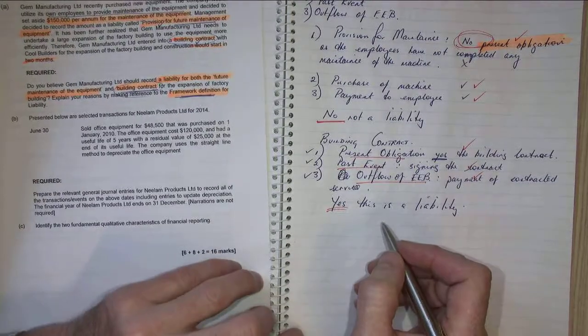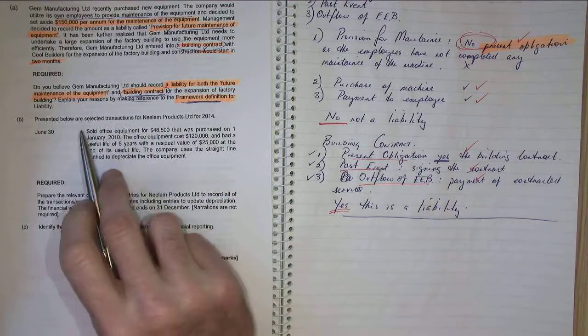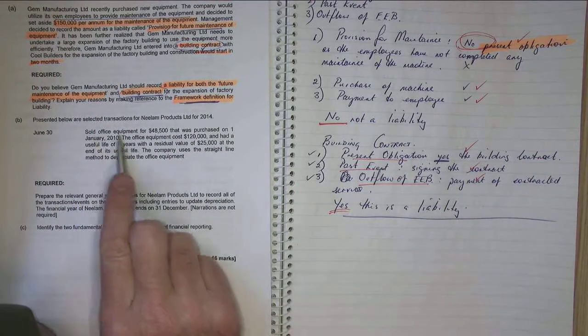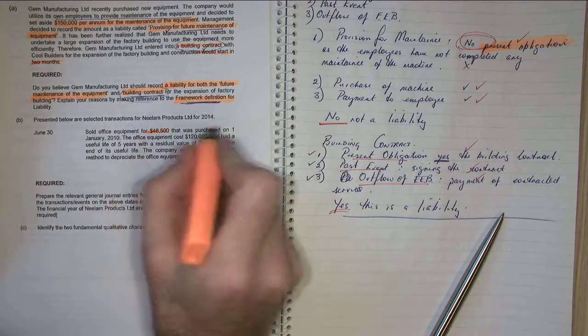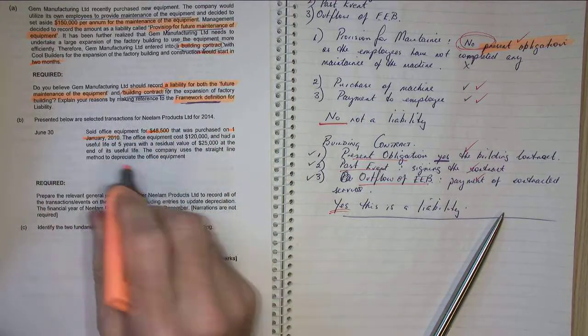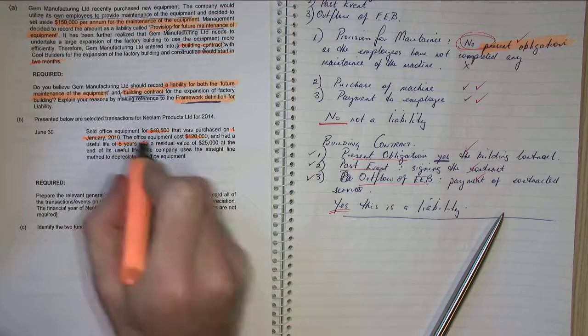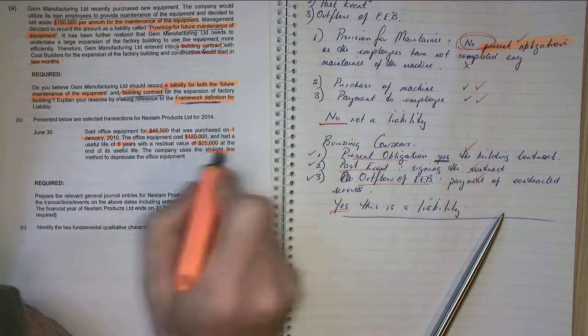Okay, now we're going to look at B. Presented below is a selected transaction for Nellum Products Proprietary Limited. Sold office equipment for $48,000 that was purchased on the 1st of January 2010. The equipment cost $120,000. The useful life is 5 years with a residual value of $25,000 at the end of its useful life. The company uses the straight line depreciation method.